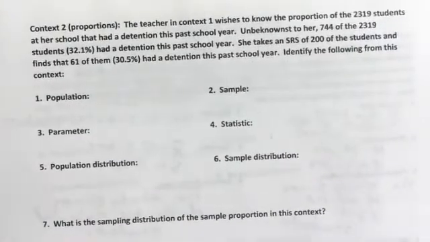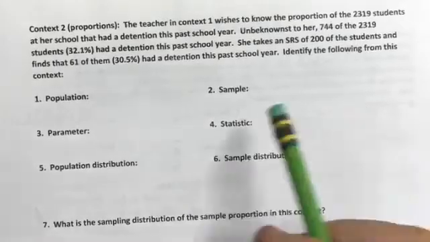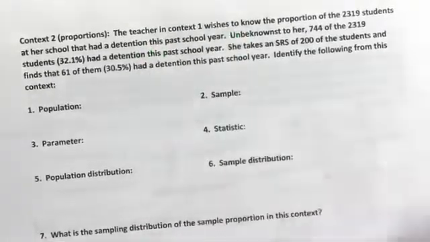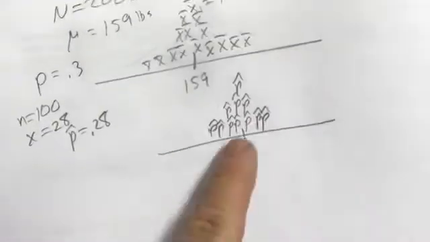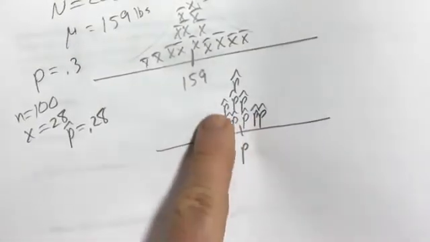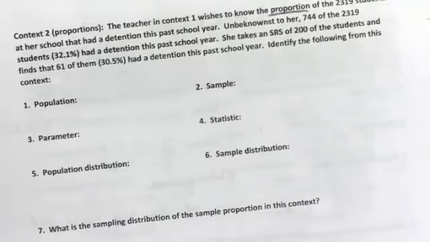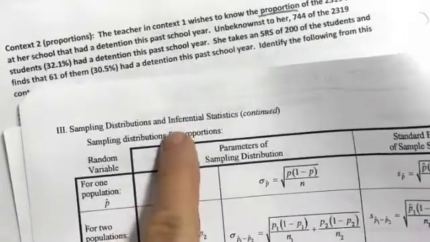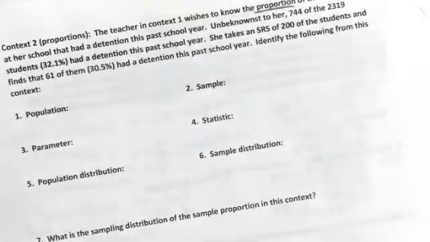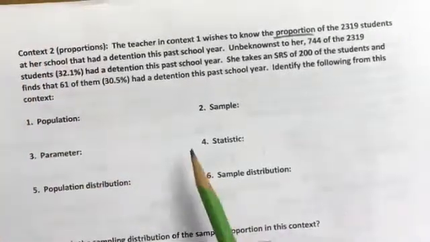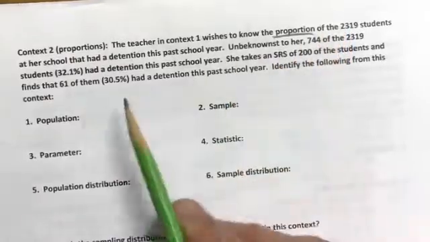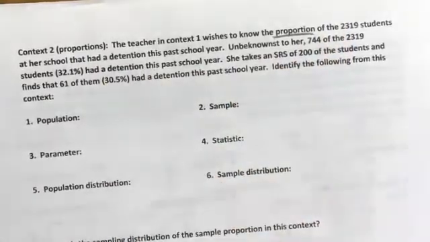This context 2 deals with proportions, and proportions are going to be used in chapter 7, section 2. So let's see what we got here. The teacher in context 1 wishes to know proportion. Aha. So now we're in this world, the world with proportions and p hats estimating p's, okay? And there's going to be a different little place in our formula sheet. The top of page 2 in our formula sheet, dealing with proportions, and our formula is a little more complicated. That's okay. All right, so it says the teacher in context 1 wishes to know the proportion of the 2,319 students at our school that had a detention in the past school year.